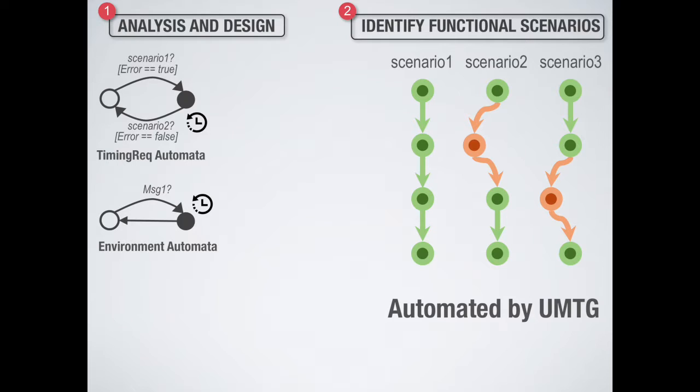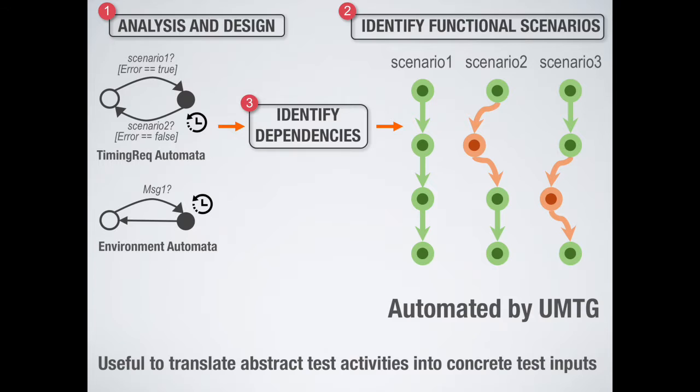The second step is to identify the functional scenarios. This step was automated by UMTG when testing the functional requirements. In order to minimize the modeling overhead, we want to capture some useful information available in the use cases. This was done by identifying the dependencies between the timing requirements automata and the functional scenarios. This information is useful to translate the abstract test activities into concrete test inputs.